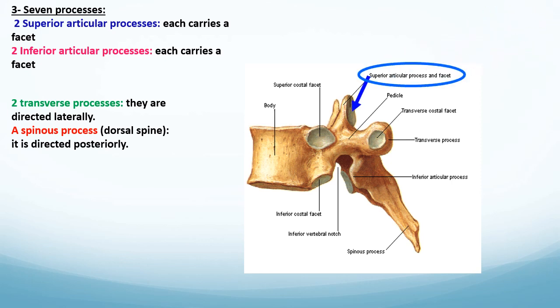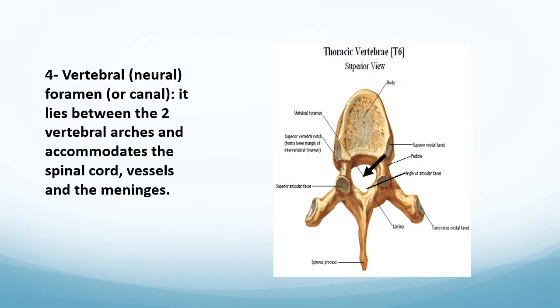Superior articular process and facet, inferior articular process, transverse costal facet for articulation with the articular facet of the costal tubercle, spinous process here and here, the vertebral foramen or neural foramen, together the vertebral foramina forming the vertebral canal.